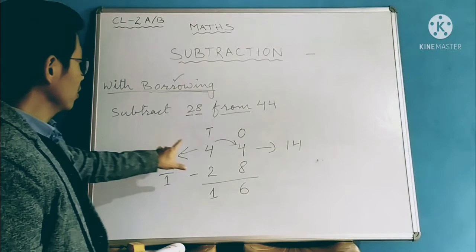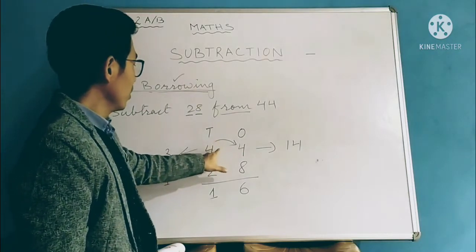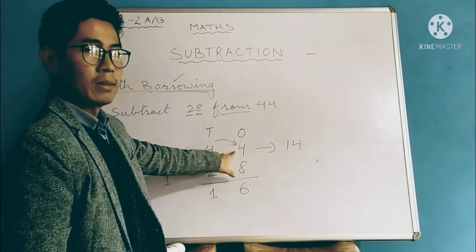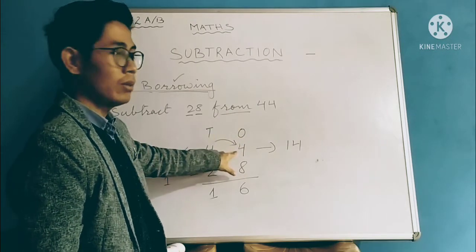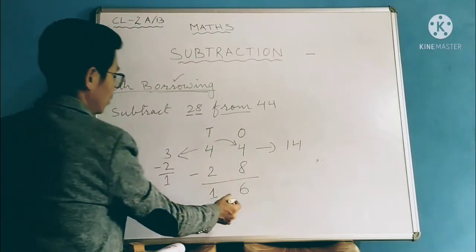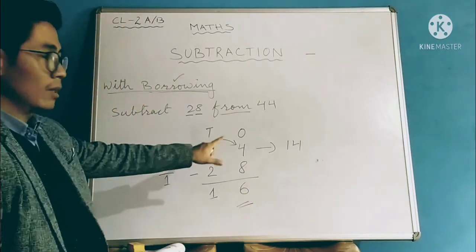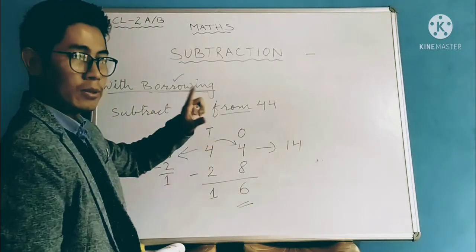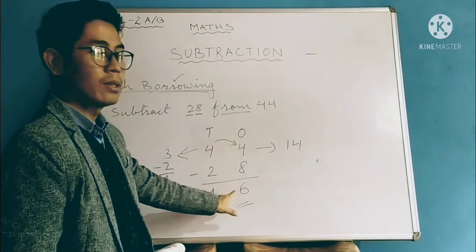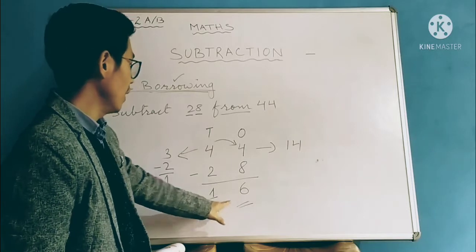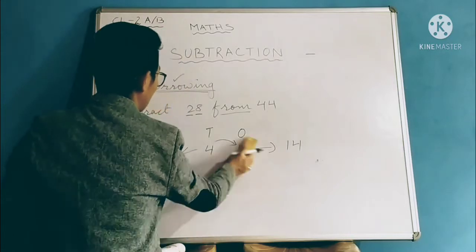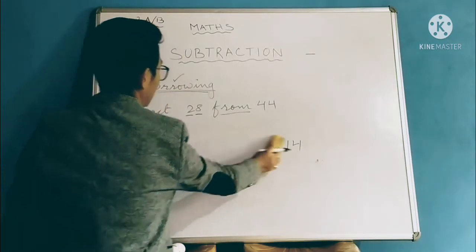Okay, I hope you have understood. If the number is smaller, then you need to borrow the number from the tens place to ones place. So your answer is 16. If you subtract 28 from 44, you will get 16. This is your answer. Alright, next let us do some more examples.